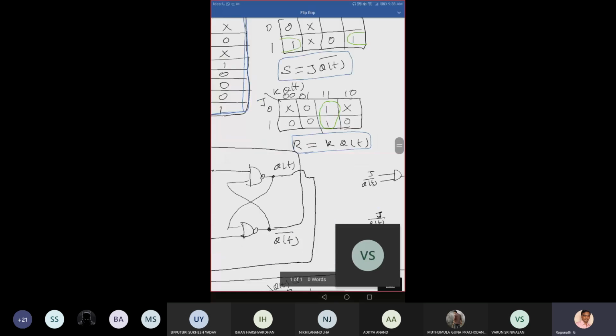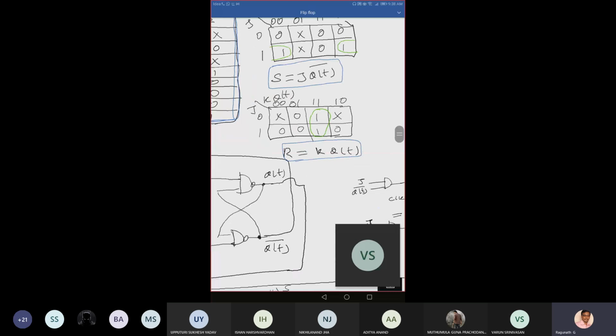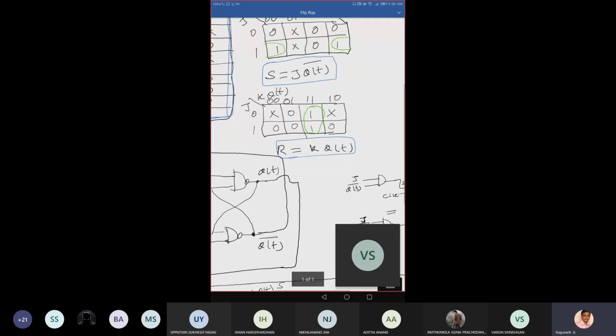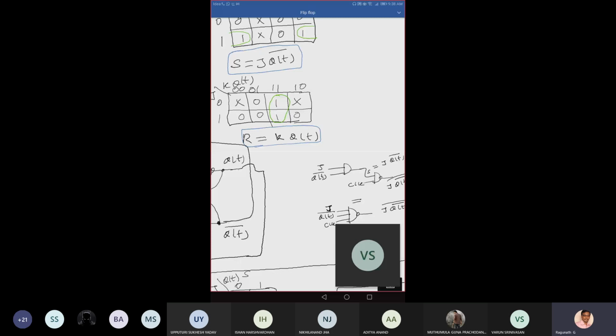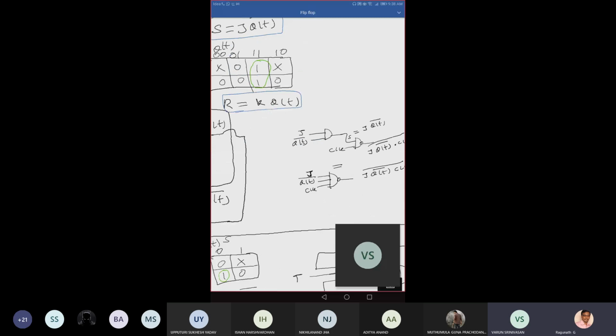What is the S value? Actually, S is one signal. But if you design the circuit for a JK flip flop, what is the expression for S? S equals J dot Q bar. So which gate do I have to use to implement this? An AND gate. So that's why I used it here. So J Q bar, and I'm using one NAND gate.